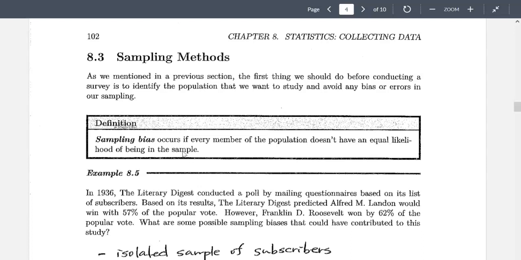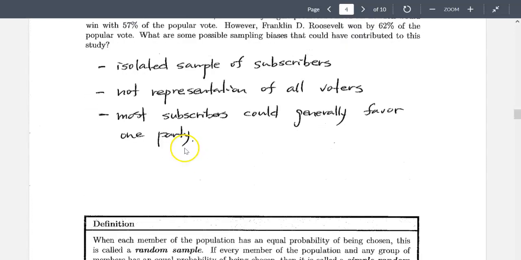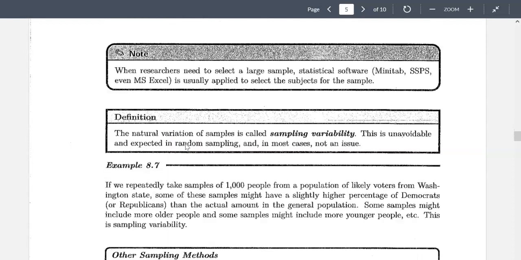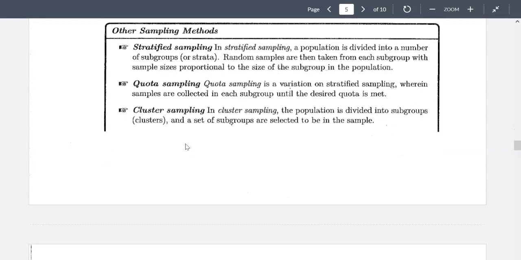For example, if you want to find out how the whole United States feels about certain issues, we don't want to just ask all the people in California, because that's definitely biased. We want to maybe pick 100 people randomly from each state, or use any other method. So where are the methods? Right here, the sampling methods.